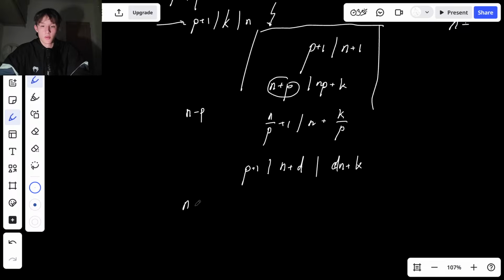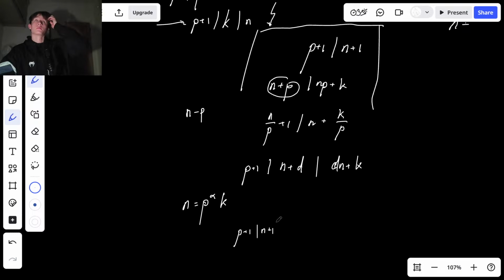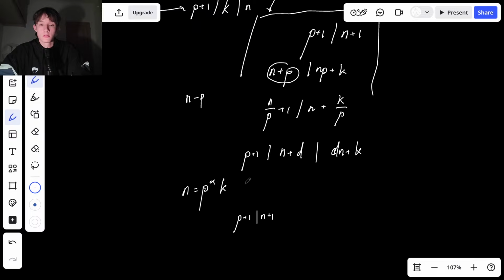So at least we got that if n is p to the power of alpha times some number k, where p is the smallest prime, p plus 1 divides n plus 1. Okay, amazing. That's just from plugging it in. I mean, we can try n over p squared, but we kind of have to get into this.